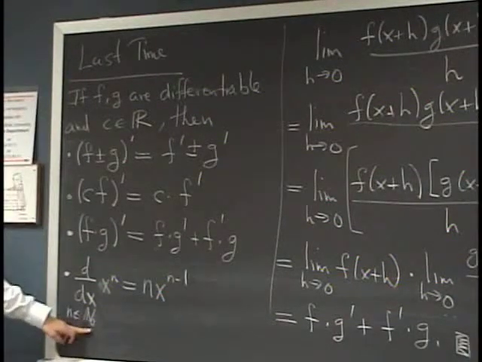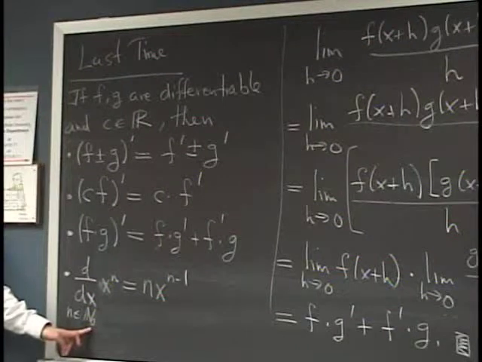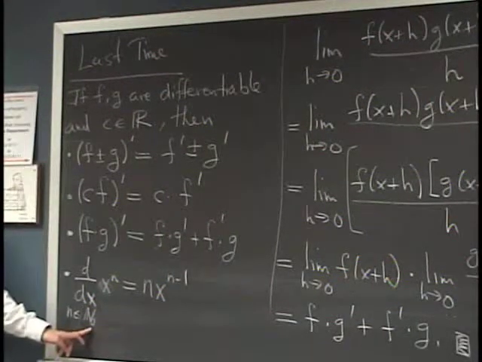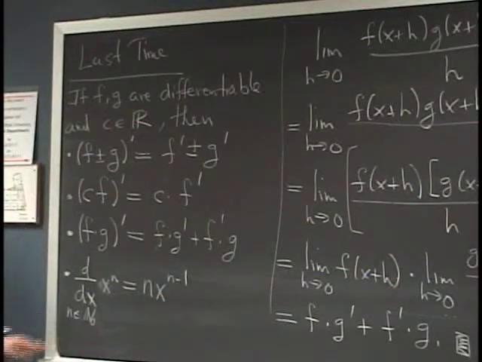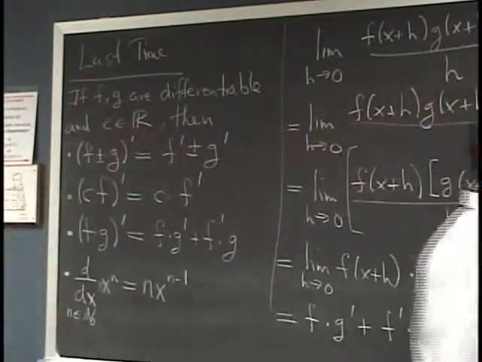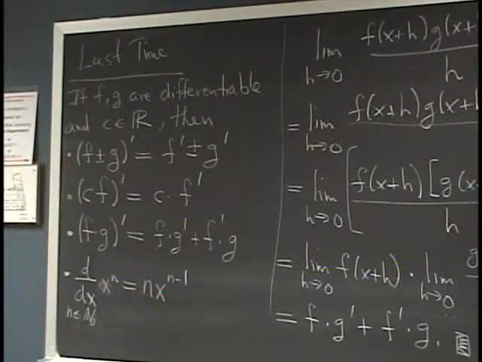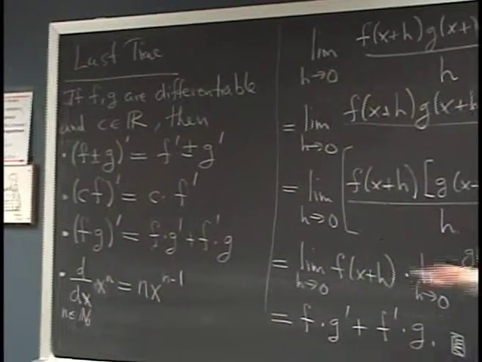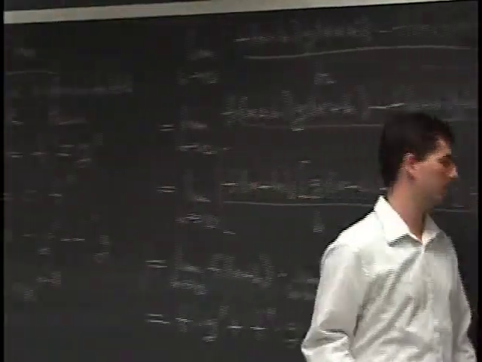It's going to turn out that this restriction on the natural numbers is superfluous. Well, not superfluous, it's just not needed. You can actually make this any real number. But this is harder to prove.